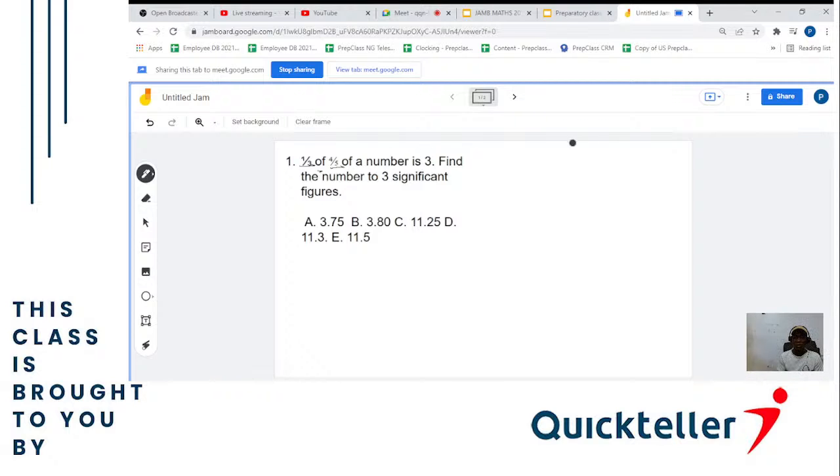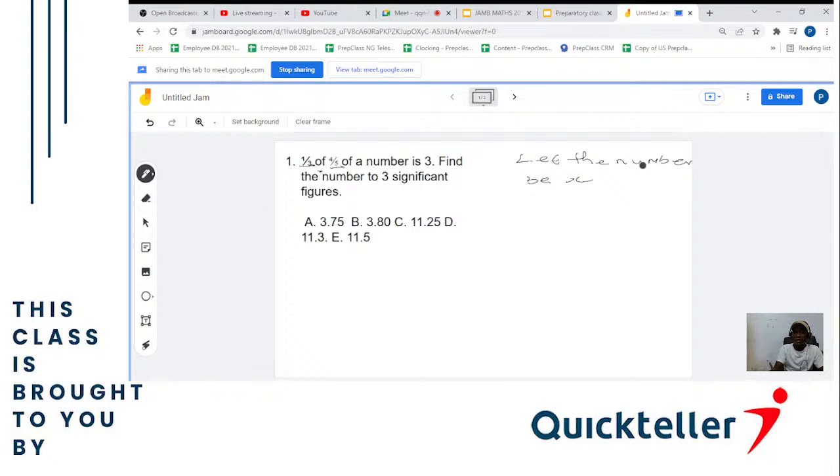So first of all, we need to know what the missing number is. So now we're going to say, let the missing number be x. So now from here we can start solving to get what the number is going to be.